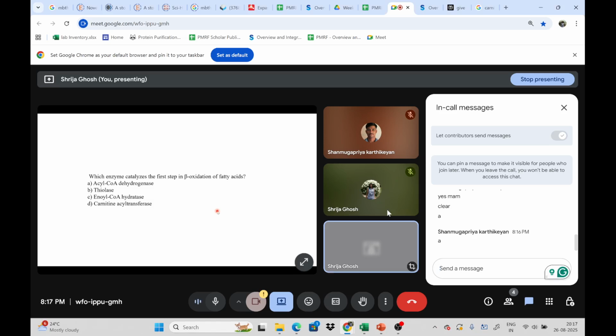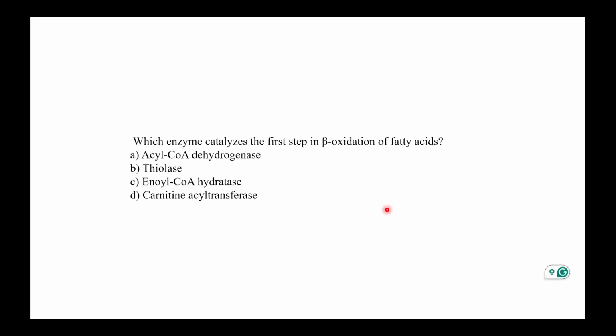You are saying option A, that is acyl coenzyme A dehydrogenase. That is the correct answer. So this is the beta oxidation of fatty acid. So here the example is of palmitoyl coenzyme A, which is a 16 carbon fatty acid.